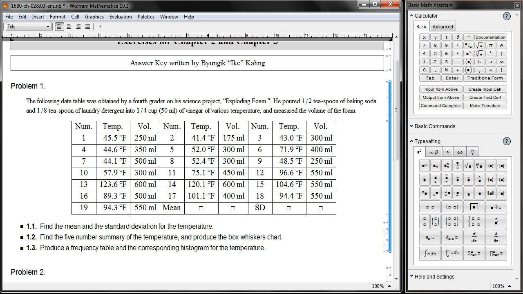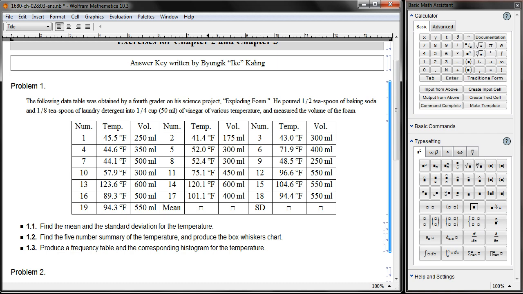The following data table was obtained by a 4th grader on his science project, Exploding Foam. He poured 1/2 teaspoon of baking soda and 1/8 teaspoon of laundry detergent into 1/4 cup of vinegar of various temperature and measured the volume of the foam that rises. And he tried it 19 times. Actually, he tried 20 times, but one of them was an outlier. He forgot to put in laundry detergent and the result was kind of a mess.